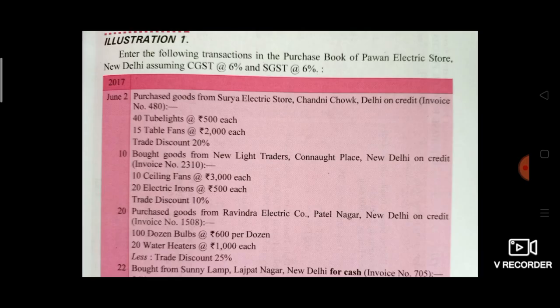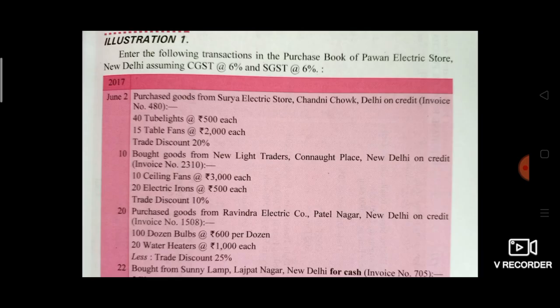June 1st, purchase goods from Surya Electric Stores, Chandani Chowk, Delhi, on credit. Invoice number is given and details are given here. Invoice number 480, 40 tube lights at rupees 500 each, 15 table fans at rupees 2000 each, and trade discount is 20%. This is the entry of credit purchase.